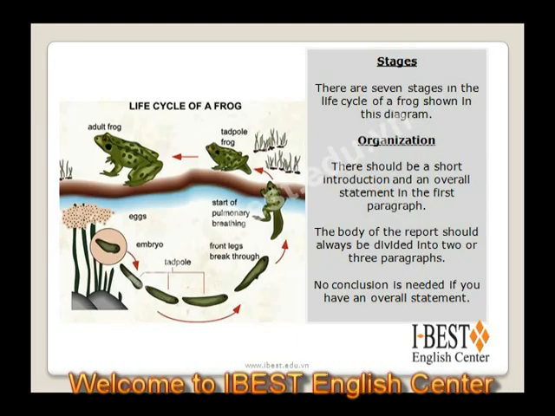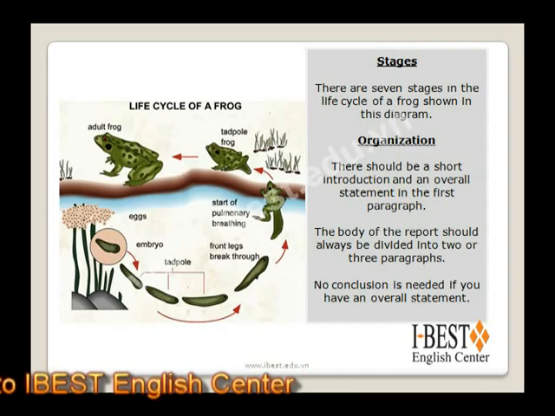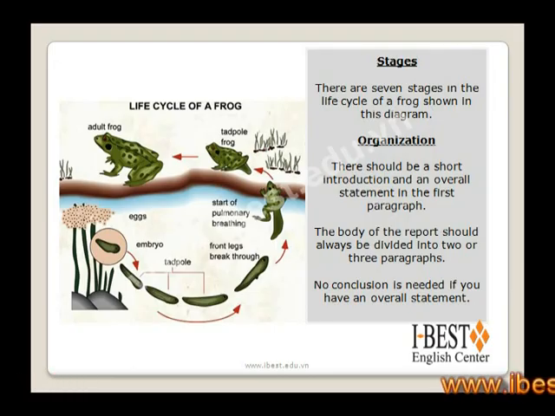If we look at the stages, we can clearly see that there are 7 stages in this diagram, which shows the life cycle of a frog. We can see that it starts with eggs, then embryo, tadpole, front legs break through, start of pulmonary breathing, tadpole frog, and then adult frog.